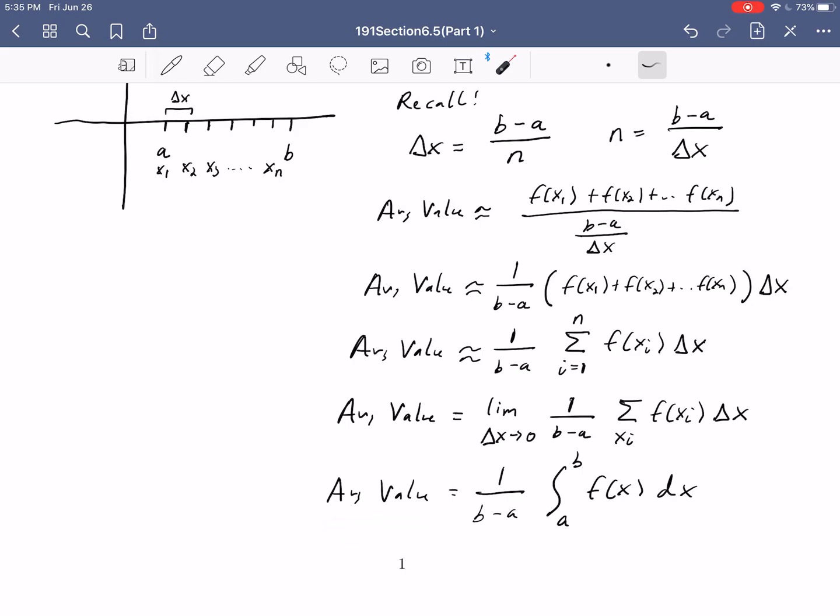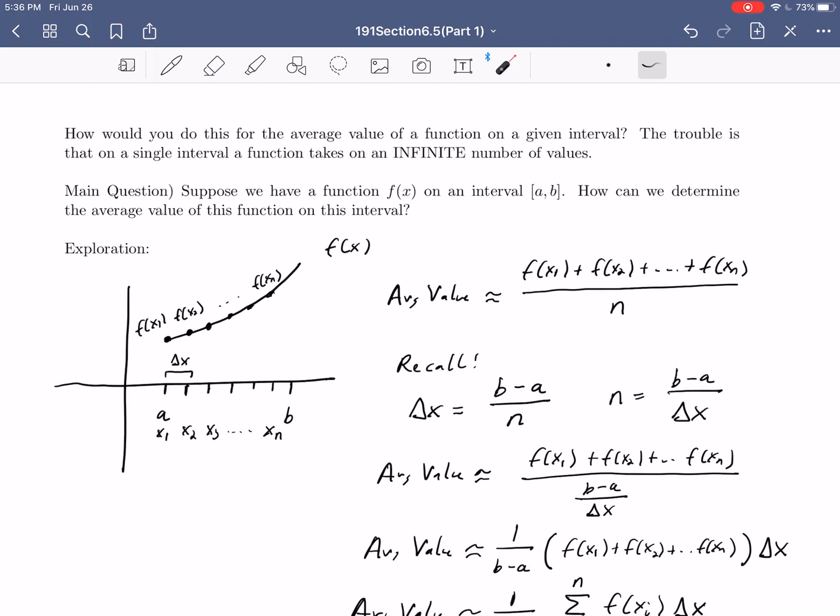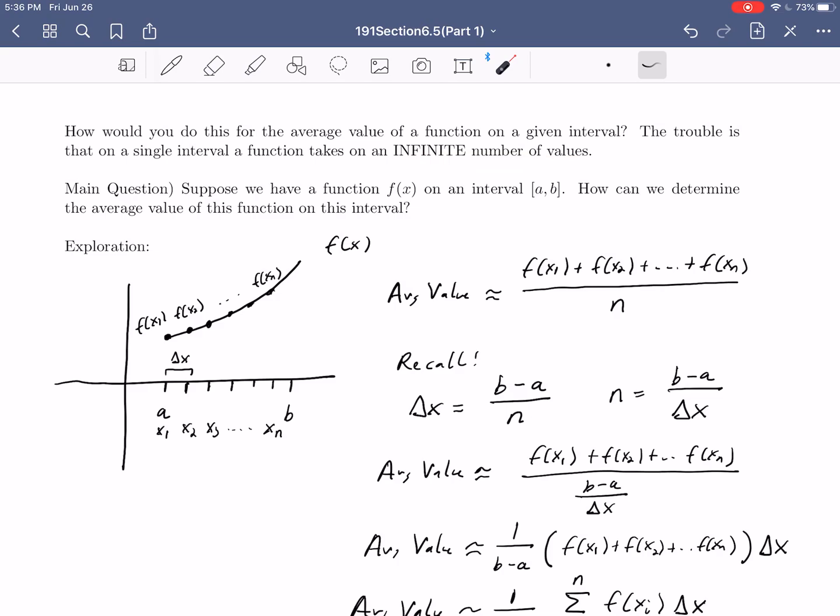Now, this derivation here I think is pretty interesting because it's taking something that you have seen many, many times, the average of a set of numbers. People learn that very early on in math, and it's extending it to an infinite set of numbers that happen to be the values of a function. So now we can talk about the average of a set of numbers, but we can also talk about the average of a function on a given interval.